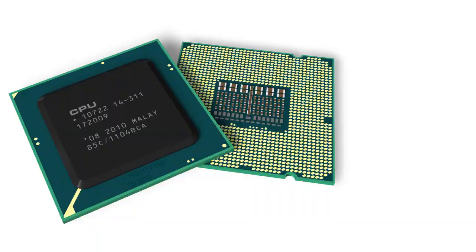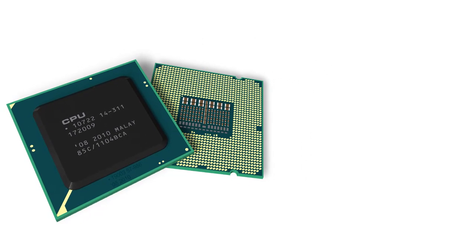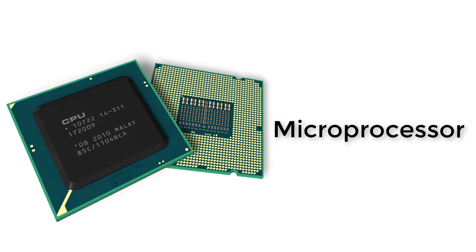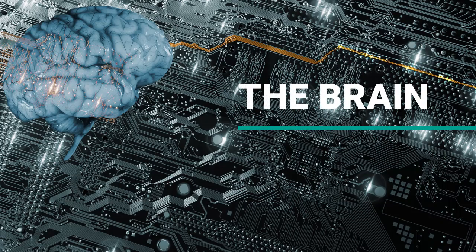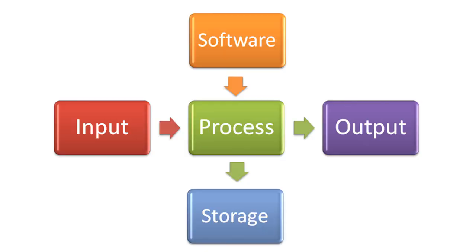Once data has been input into the computer system, it needs to be processed. The processing stage takes place within the central processing unit, or the CPU. The CPU is also known as a microprocessor, and more colloquially, it's sometimes called the brain of the computer. The CPU takes the input data, follows instructions provided to it by the software, and then produces output data.